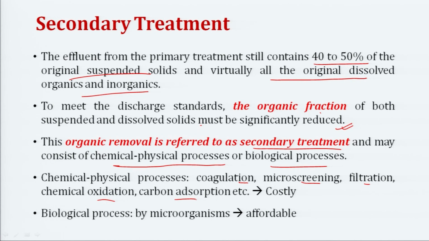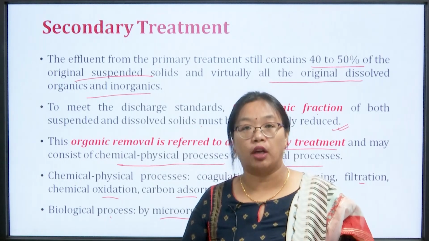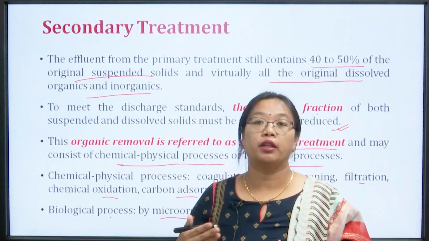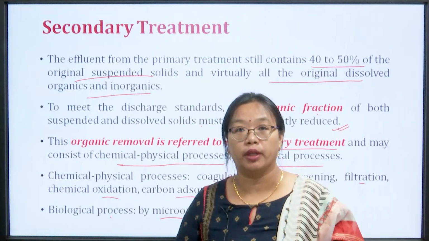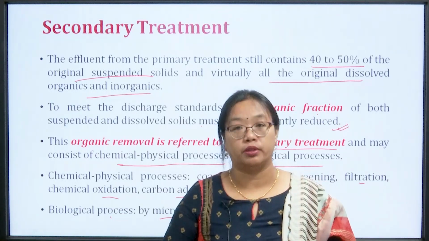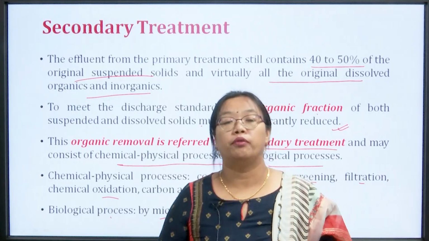Why? Because it is extremely costly, and we require many things for that. The easiest way of doing secondary treatment is through biological processes by microorganisms. It is very affordable and very good also. The sludge left after biological treatment can be used as fertilizer, but whatever is left after the physical chemical process may create more problems for us. So when we talk about secondary treatment, we will be concentrating majorly on the biological processes and not on the physico-chemical processes.